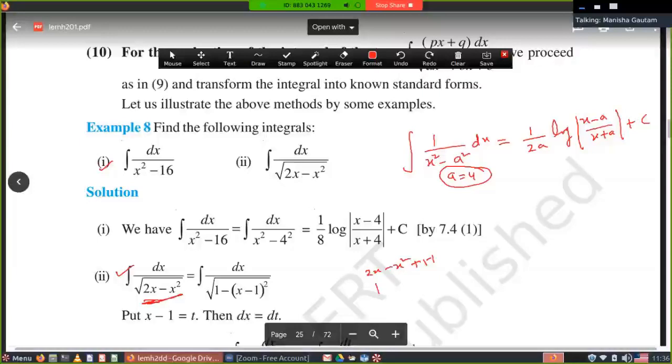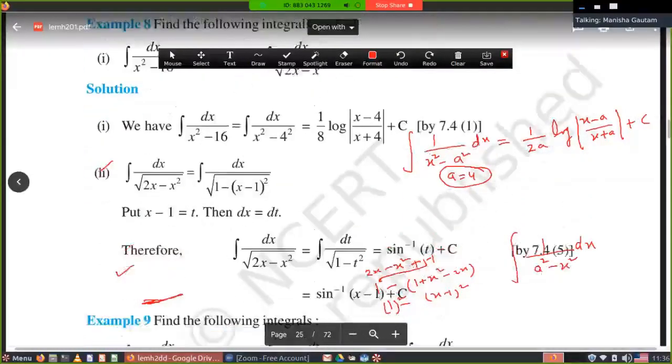Arrange the statement, taking minus common: 1 minus (x square minus 2x plus 1). Now you can write it as 1 minus (x minus 1) whole square. 1 can be written as 1 square. So this is integration of a square minus x square with respect to x, where a is the constant 1.